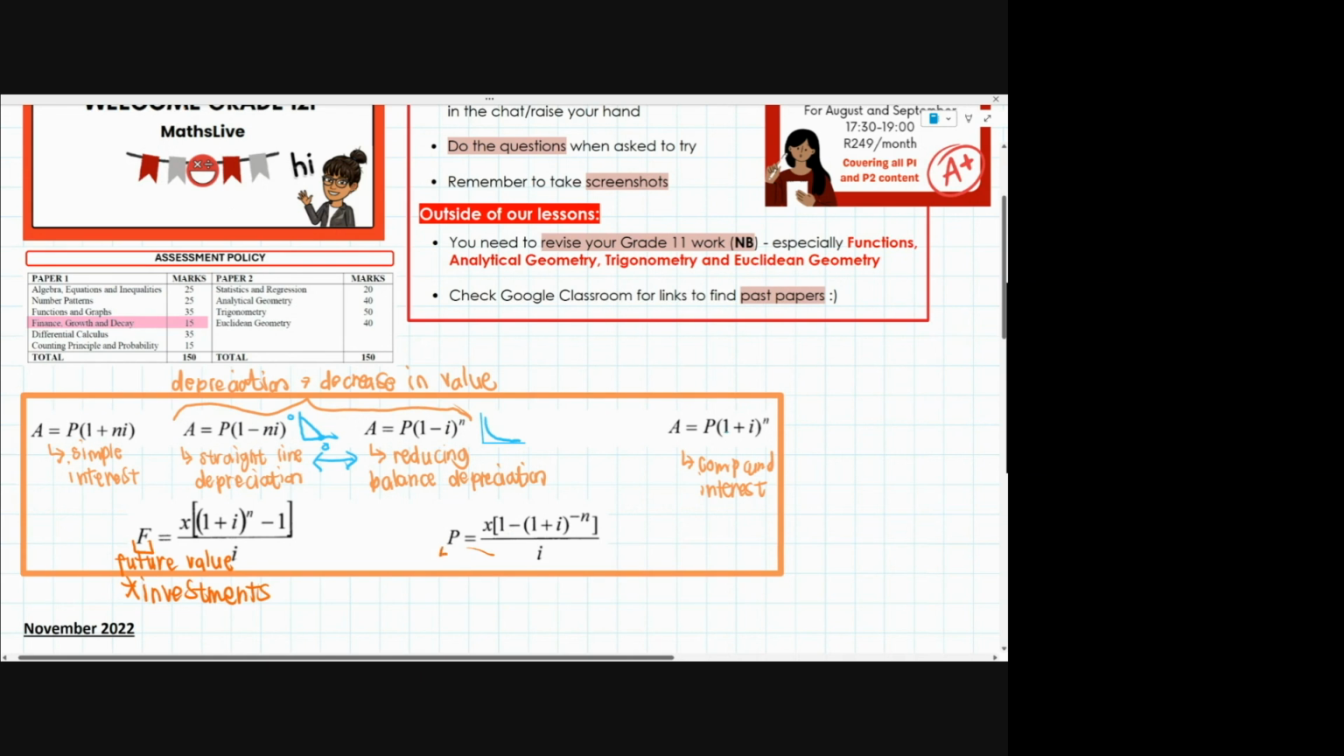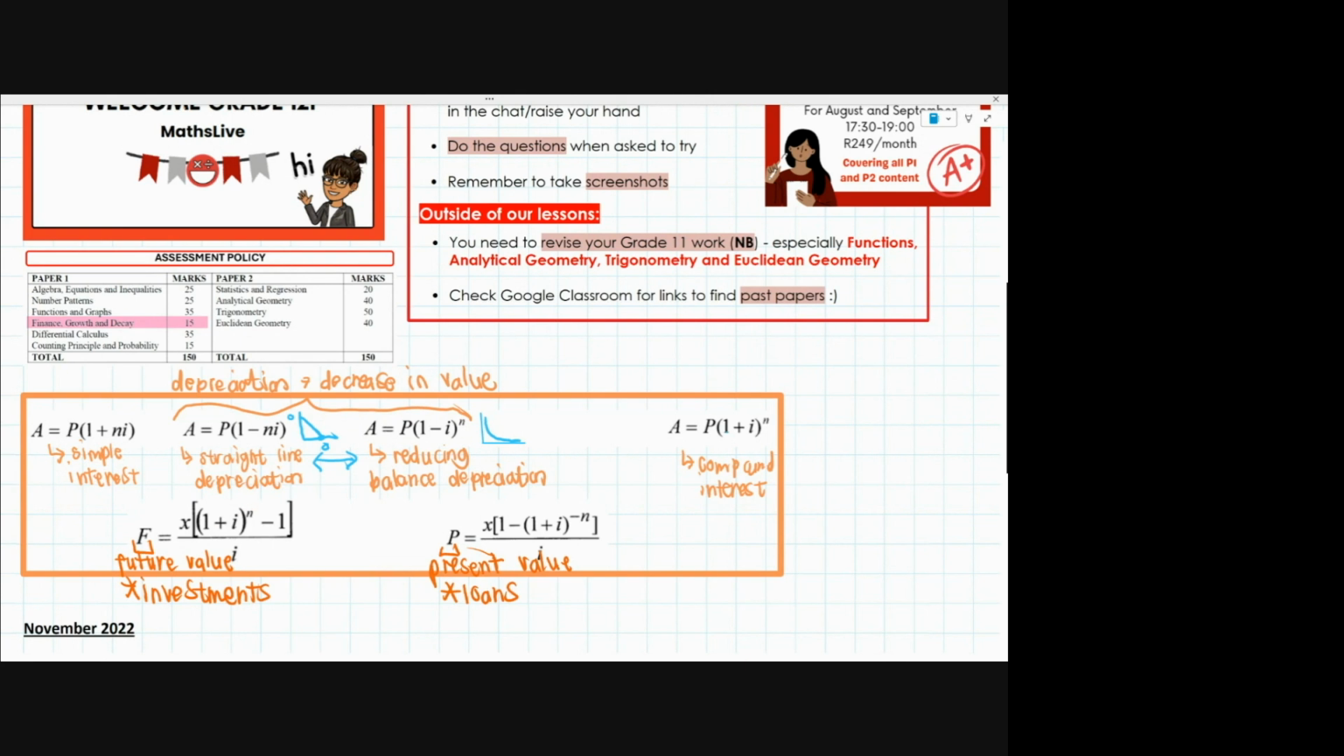P is present value. Present value is looking at a current value of something, and this we work with in terms of loans. So loans, we always want to know what our present amount owed on a loan amount is. We always want to know presently what it is that is being owed to us if someone owes us money. But present value we work with when we work with loans. Future value we work with when we work with investments and savings. Now, like I said, these two formulas are the new matric formulas.